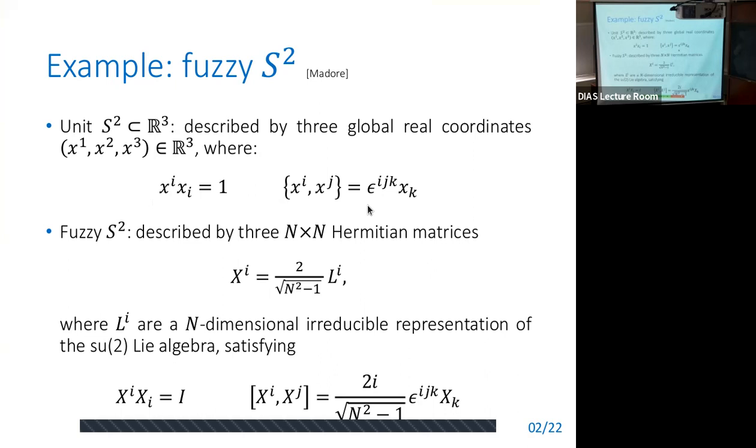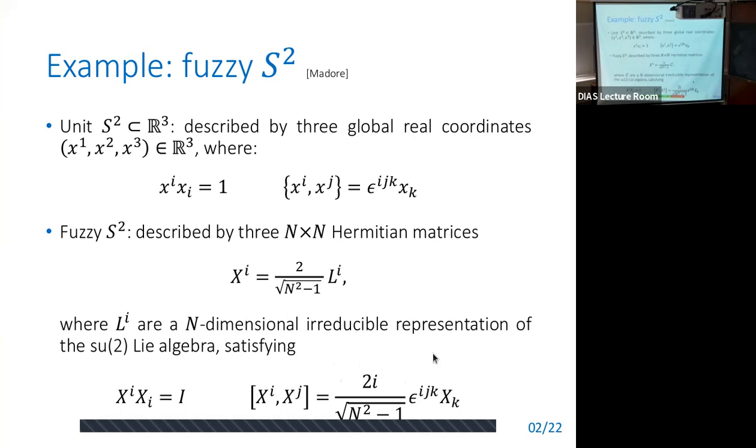Then a fuzzy two-sphere is described by three n by n Hermitian matrices instead of three real coordinates, and these xi matrices are given as such, where Li is an n-dimensional irreducible representation of the SU(2) Lie algebra. And these matrices satisfy the condition that the sum of the squares equals the identity matrix. And then with the commutator instead of the Poisson bracket, we can see that the structure is very similar to the structure of the Poisson bracket on the regular two-sphere. And in the limit of n going to infinity, this will also go to zero. So the matrices commute in this large n limit.